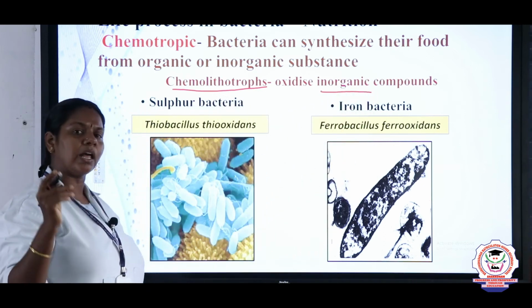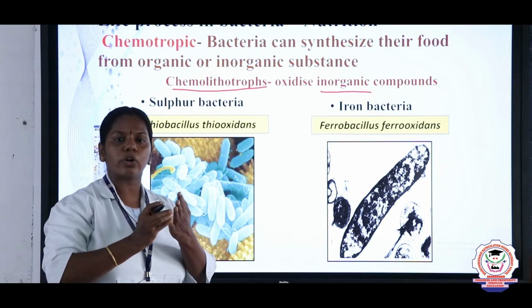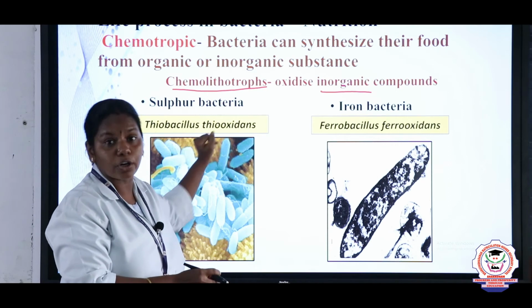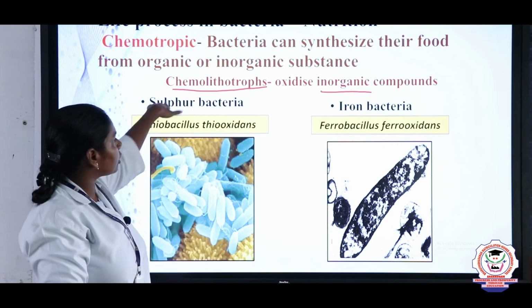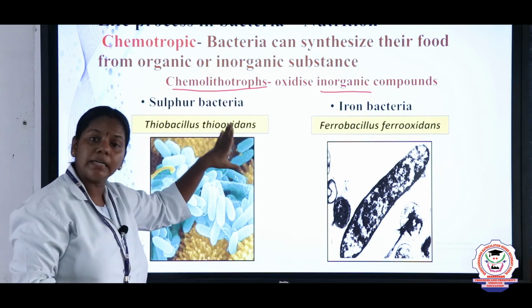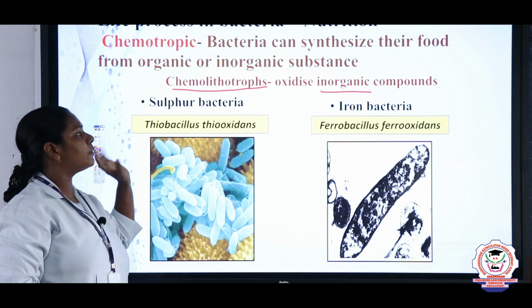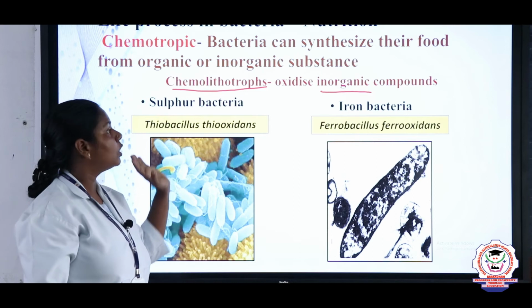Listen, children: autotrophic, photolithotrophic, photoorganotrophic. Likewise, chemotrophic, chemolithotrophic and chemoorganotrophic. So, first you are going to study 4 examples for chemolithotrophs.